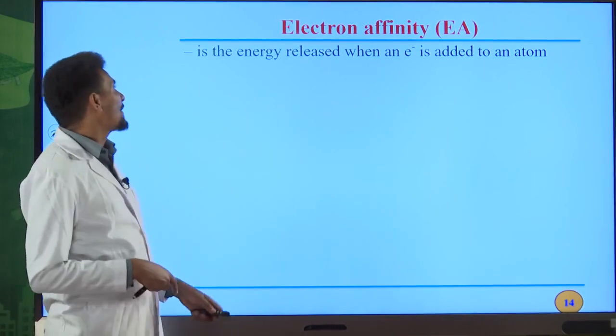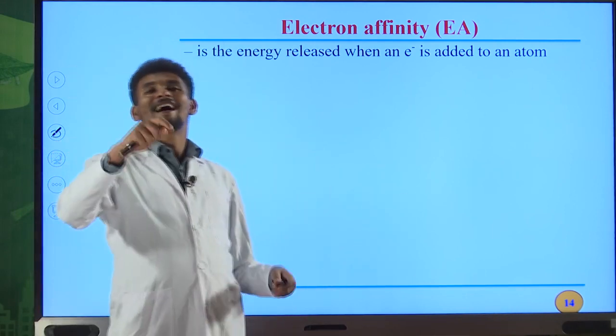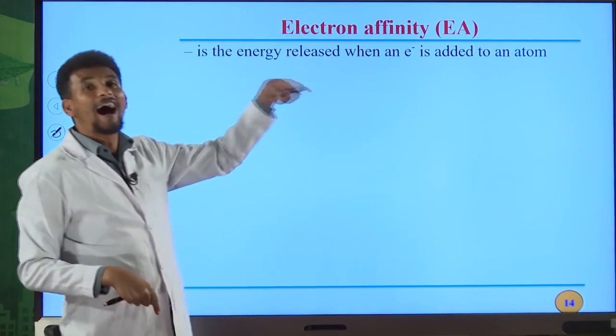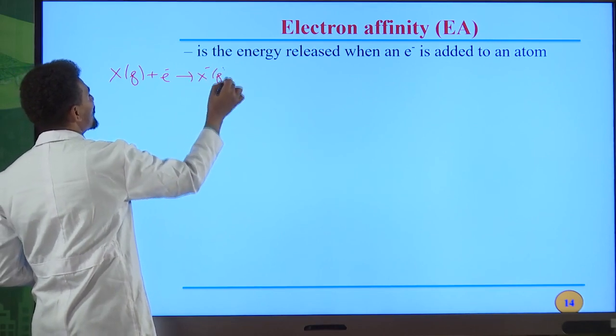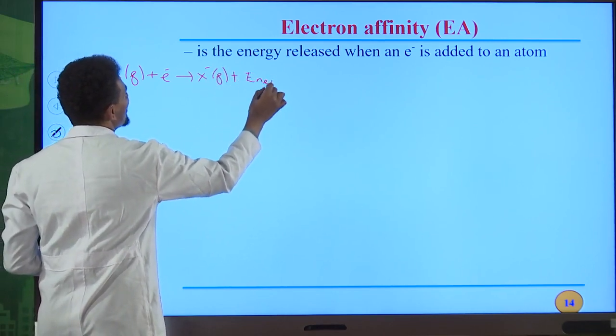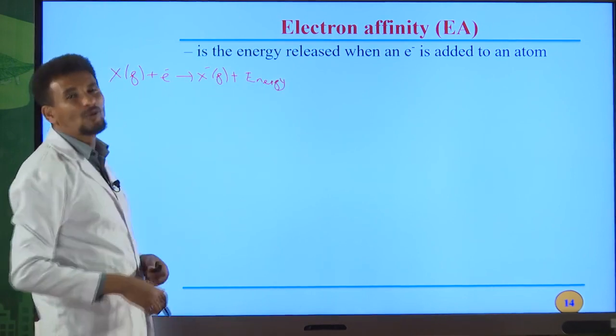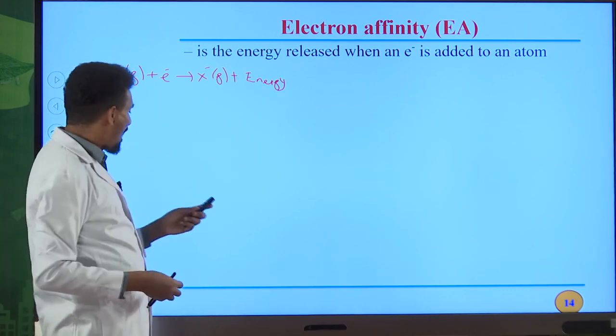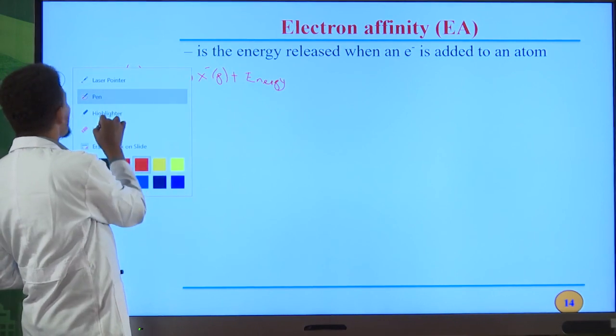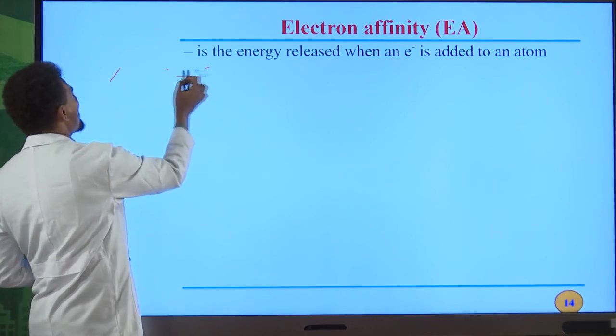The next one is electron affinity. This is the energy released when an electron is added to an atom. The process is opposite to that of ionization energy. So this is represented by this general equation. The energy released when an electron is added, for example, X in the gaseous form, when an electron is added, gives X minus in the gaseous form plus energy released. So this process is an exothermic process. The energy released when an electron is added is simply known as electron affinity. You can also represent it by this general equation.